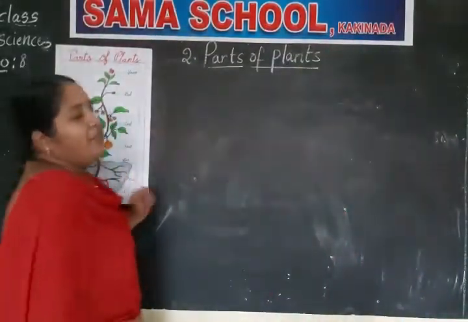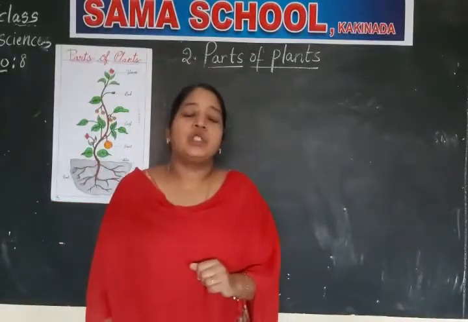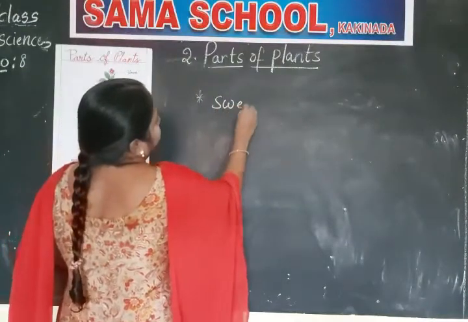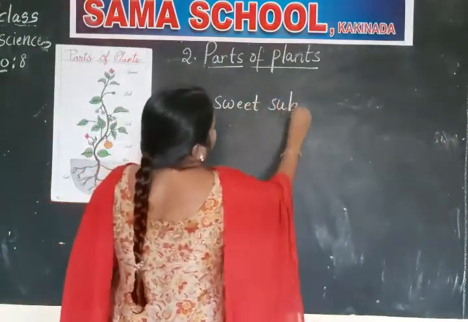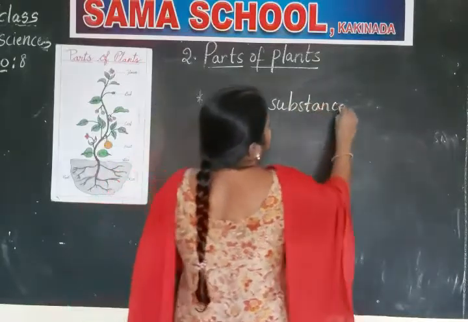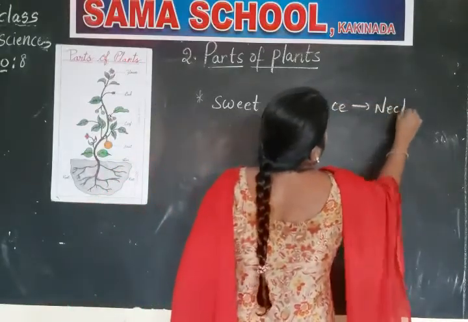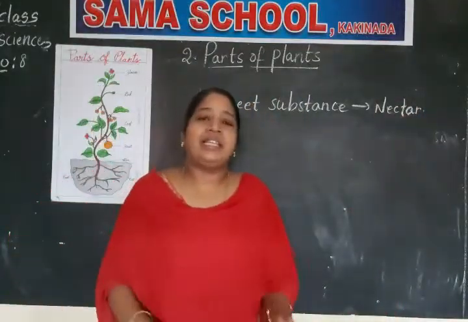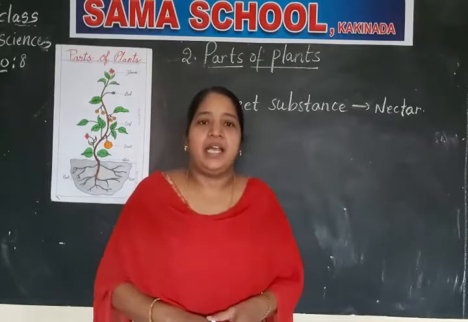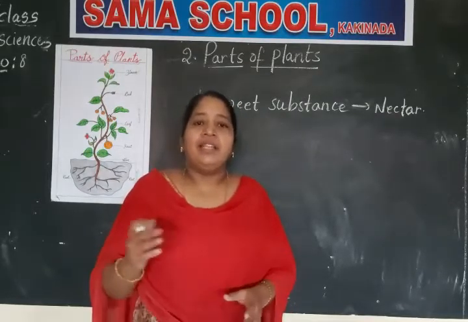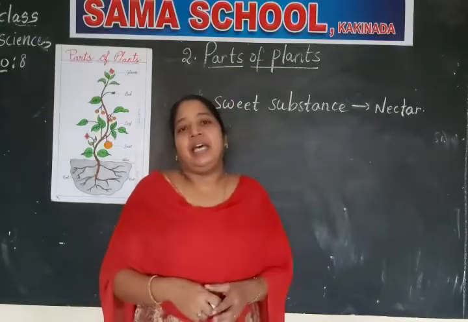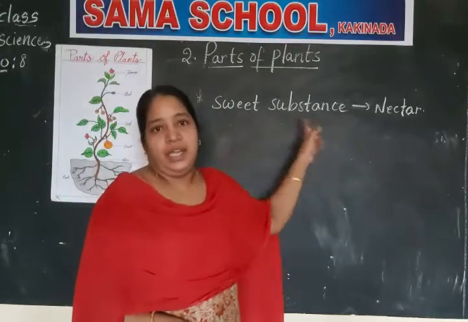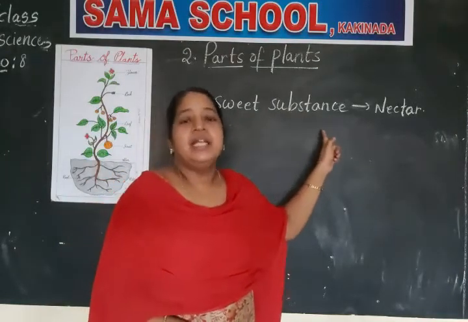Okay, and some flowers have a sweet substance, and that substance we call nectar. Sometimes you observe insects like butterflies and honeybees sitting on the flower. Why do they sit on the flower? They suck the nectar from the flower. It is a sweet substance present in some flowers.